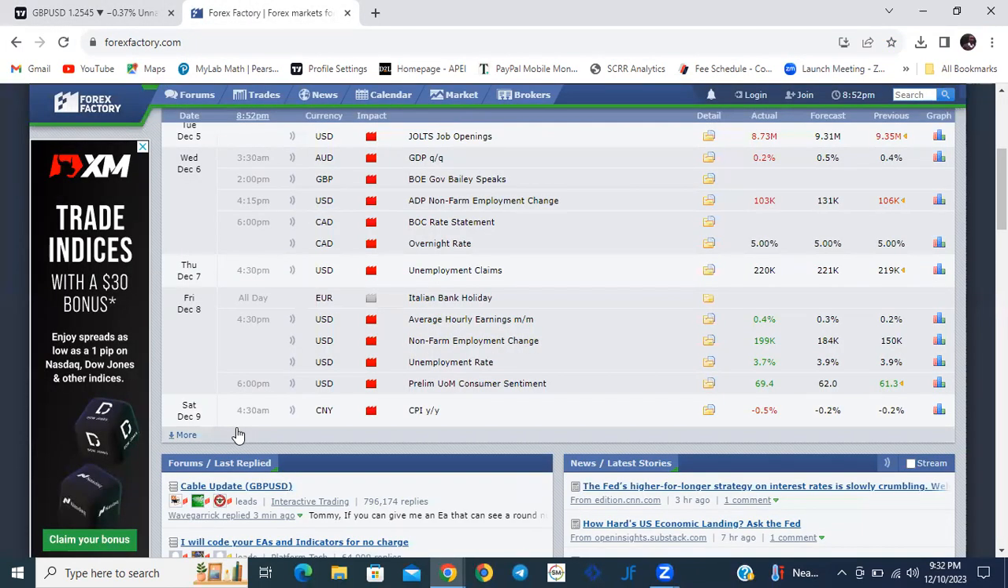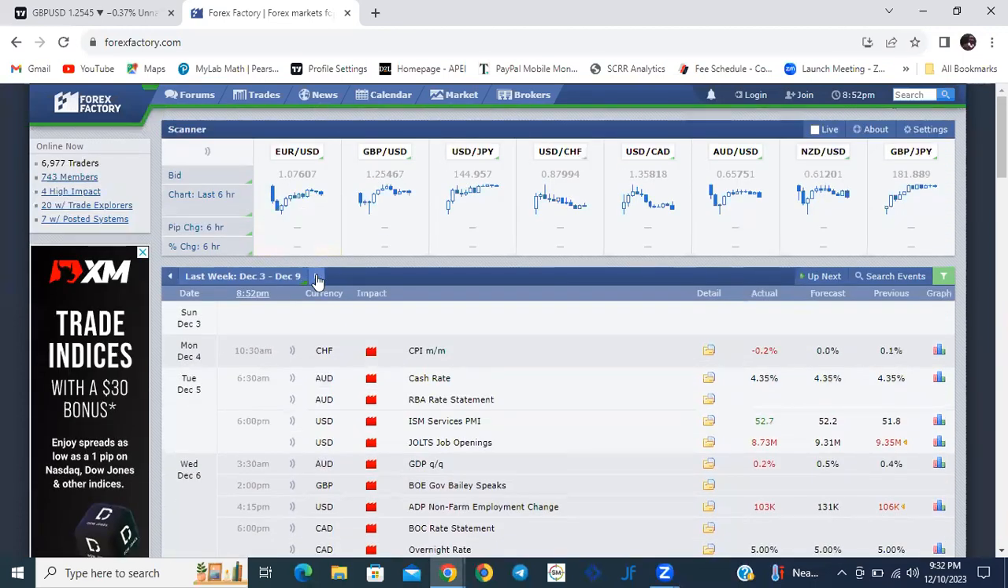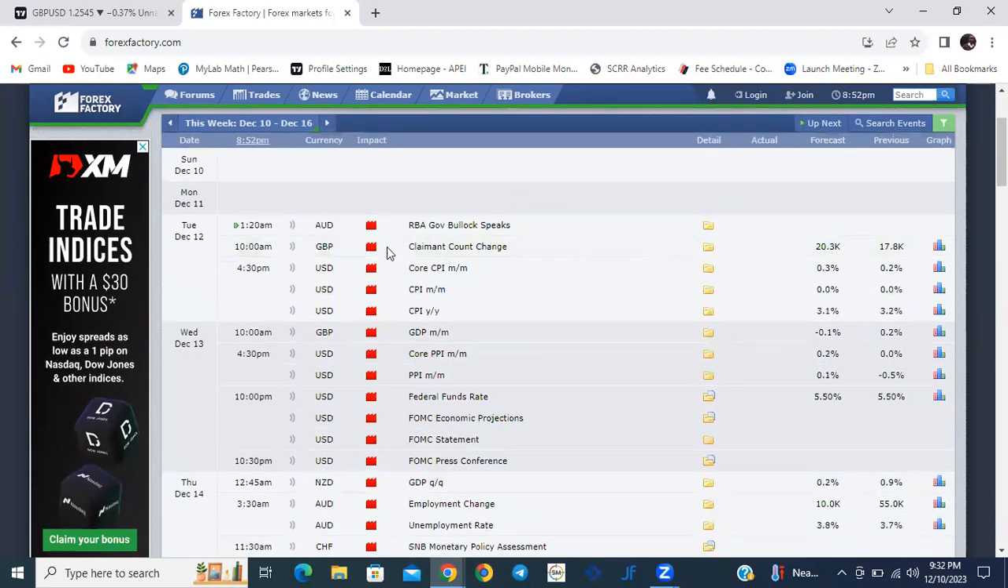That said, we look at what we have fundamentally this week, and tomorrow we have no news. So tomorrow it's Monday, December 11th. We don't have any high impact news. So on Tuesday, we shall be having a speech by RBA Governor Bullock, that is the Australian central bank governor. Then we have GBP claimant count change. Okay, so we have CPI on Tuesday. We have CPI at 4:30.